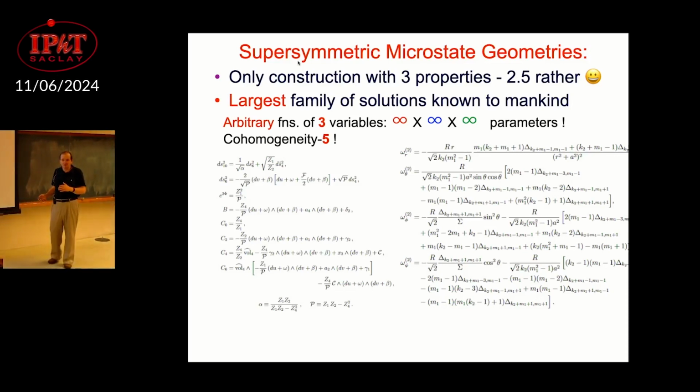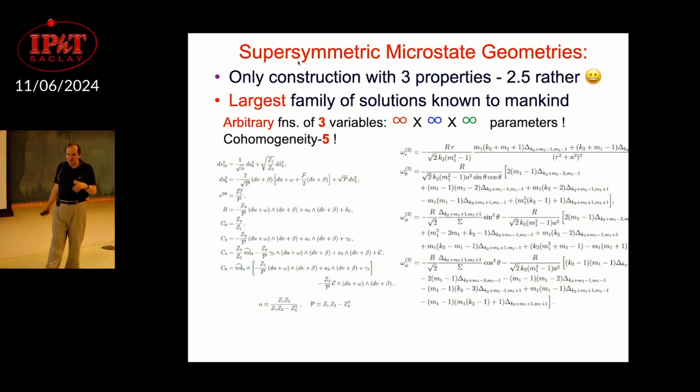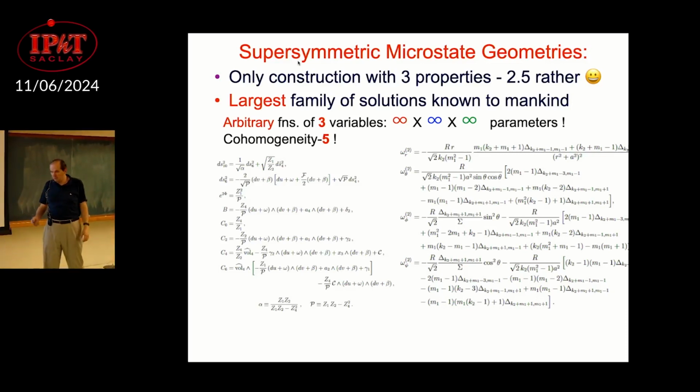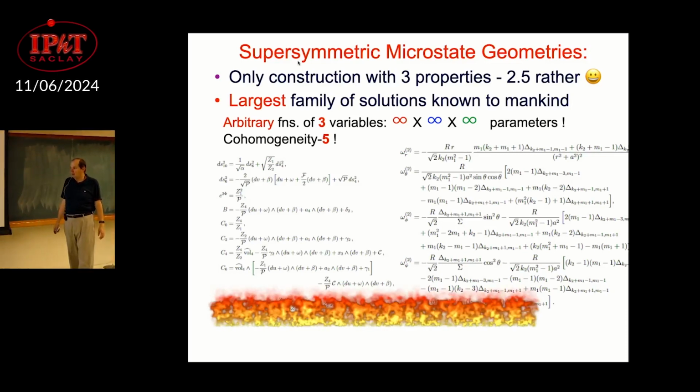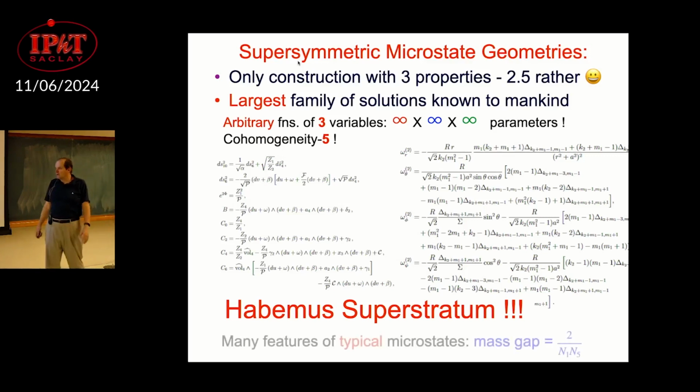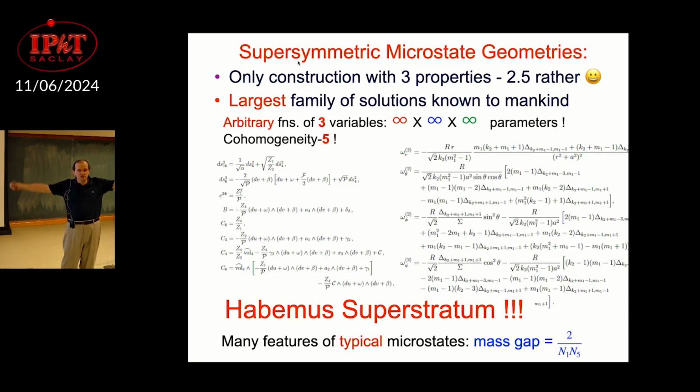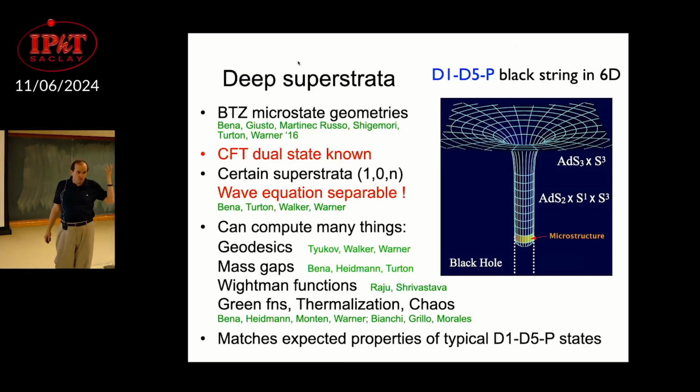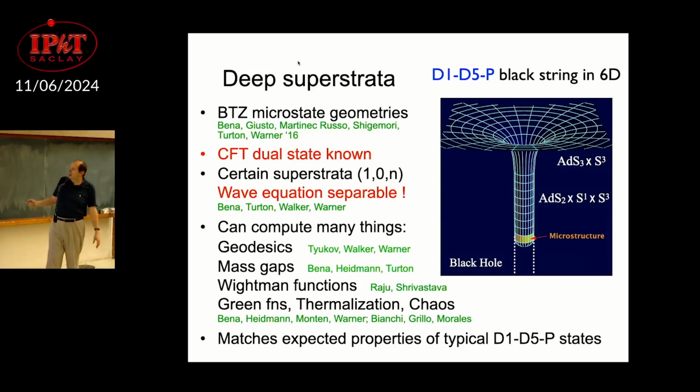I don't know if anybody's talking about superstrata at this conference. I think in the previous conferences there were many talks about them. We call them superstrata. We're very happy about them, and they have many features which you expect from typical microstates. For example, when you have a long throat, there's a mass gap, and the mass gap comes out to be the one of the typical microstates. There's a nice, beautiful industry going on with superstrata, and we have been doing it in Saclay since 2011, since we conjectured them.